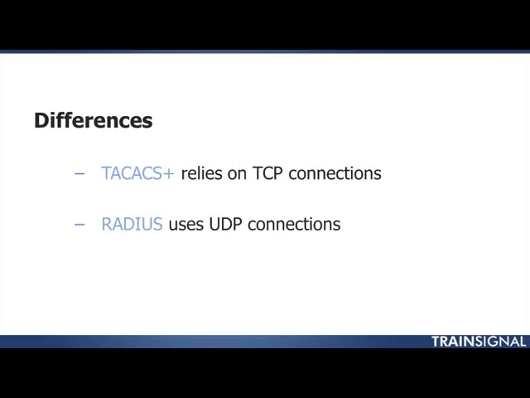Now, there are a few other somewhat subtle differences between the TACACS Plus and RADIUS protocols, but one of the main differences that really stands out is that TACACS Plus relies on TCP connections, and you may recall from other lessons that TCP is a reliable transport layer protocol, whereas RADIUS uses UDP connections, which is a connectionless transport layer protocol. So that is one significant difference between the 2.